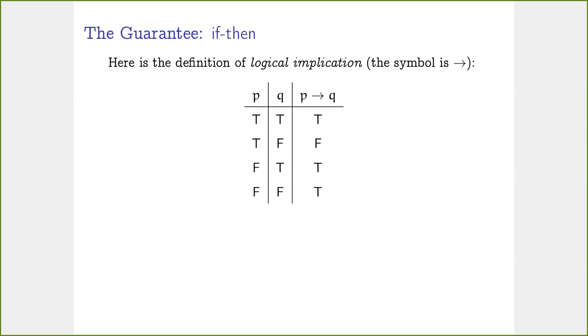So here's a truth table with all four possibilities for the truth and falsity of P and Q laid out. And in the third column, we have the truth values of the implication itself. Notice that only in the second row, when P is true and Q is false, is P implies Q false. Otherwise, it's true. What kind of connection does this make between two propositions?